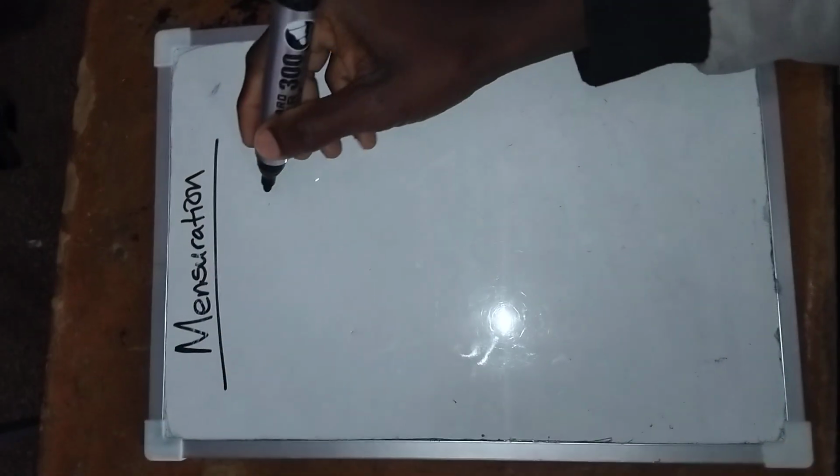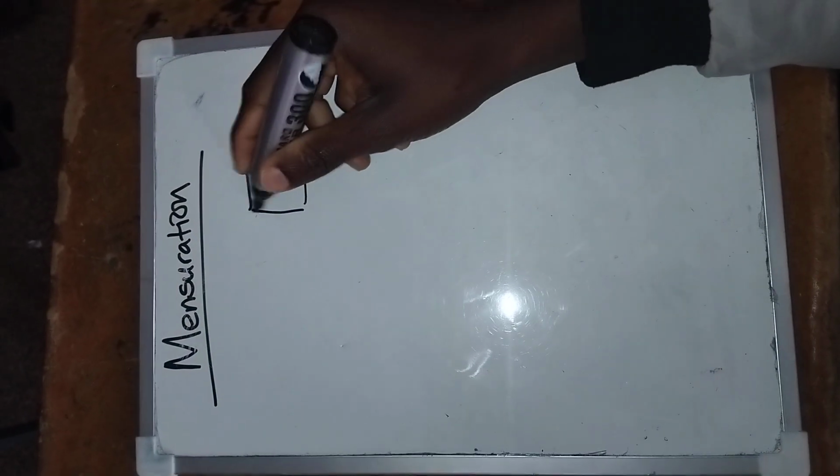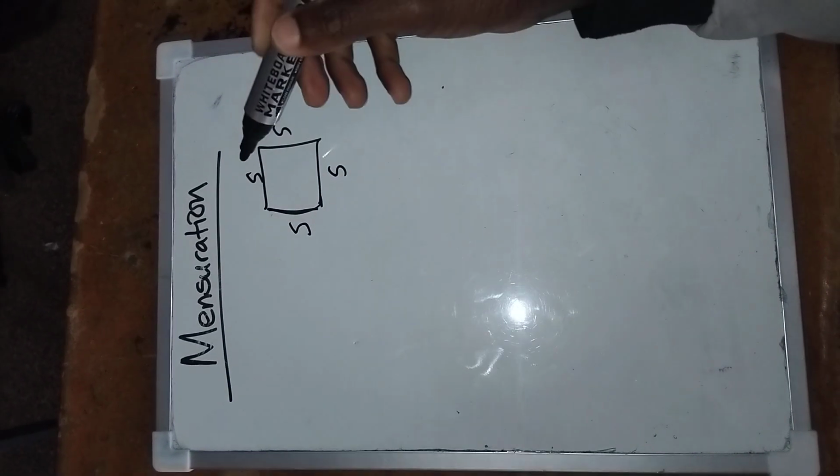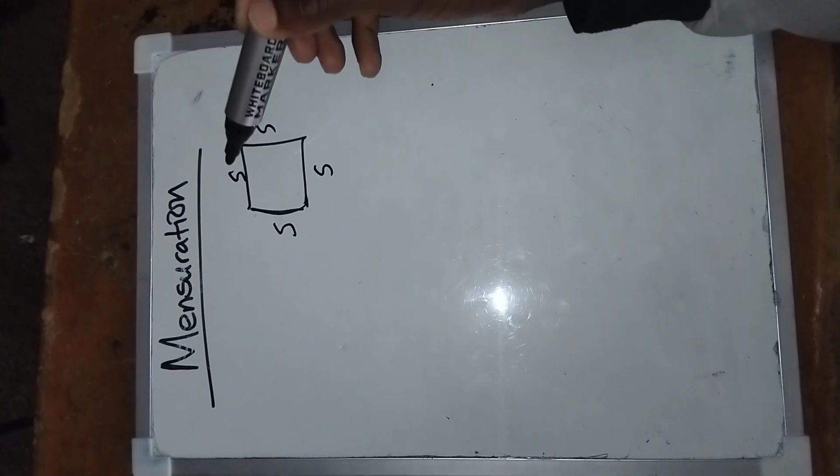Area is a measure of the space enclosed by the perimeter, quoted in squares of the unit involved. For example, we want to deal with a square. The perimeter is the distance around the shape, so we take side plus side plus side plus side.